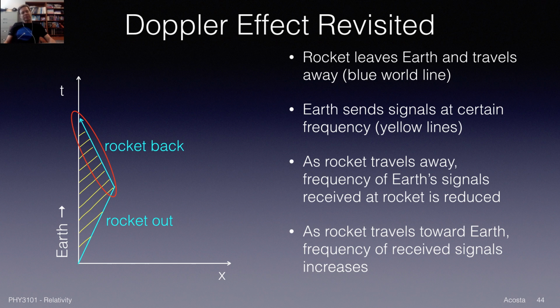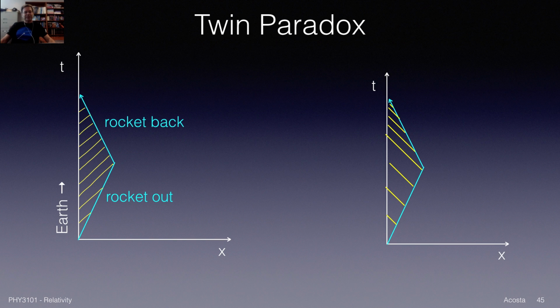Okay, that was the Doppler effect. Let me go back to one more conundrum in special relativity and use a space-time diagram to try to illustrate that as well. And that's the so-called twin paradox. All right, so let's take our rocket example again.